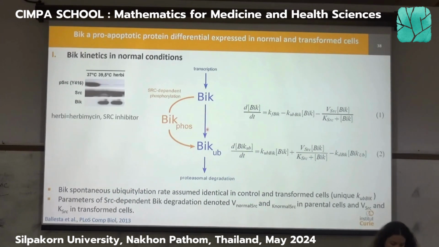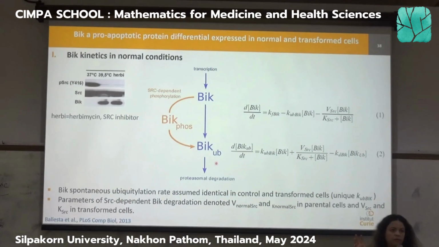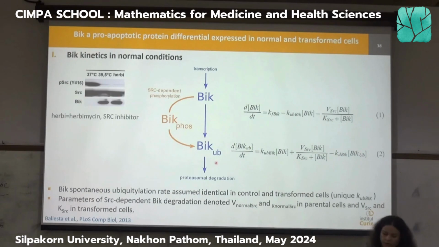actually ubiquitinated, which is a way that the cell tags or labels the protein to say, I want those proteins to be degraded. I mean, I don't want them anymore. So it's another species that is BEAK up, and then BEAK up is degraded ultimately. So this is what happens in the normal cells.